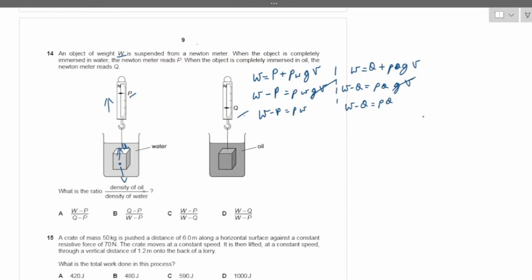It should be obvious from here. The density of oil over the density of water is rho O over rho W. That's also equal to, because we have just said over here, rho O equals W minus Q, with rho W being W minus P. There you go. That means W minus Q over W minus P is the ratio. That would be option D.